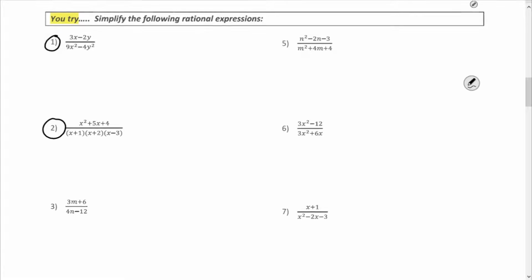Okay, in number 1, in the numerator, there really isn't any factoring to do. Like 3x minus 2y can't get any simpler by factoring out a GCF or anything else. In the denominator, however, it's a binomial and it is the difference of squares. So I can factor the denominator, and what squared is 9x squared? Well, it's 3x and 3x. And what squared is 4y squared? It's 2y and 2y, and I have plus and minus as the difference of squares.